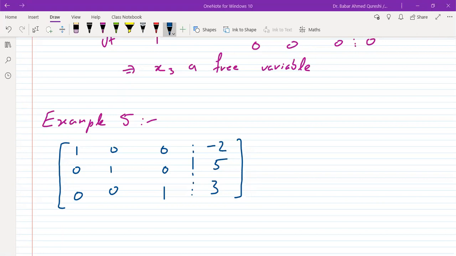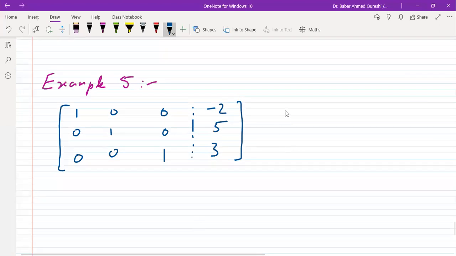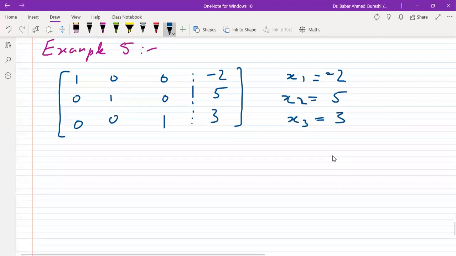Let me write another reduced echelon matrix. So let me just write the answer if someone is confused. x1, there's nothing over here, so it's just -2. x2 is 5. x3 is 3. Reduced echelon form is the simplest form of equations. Simplest form you can get.